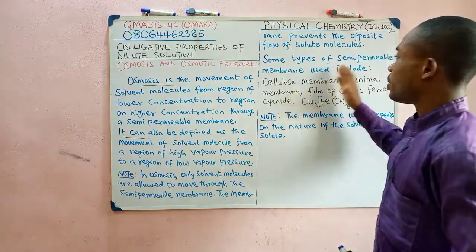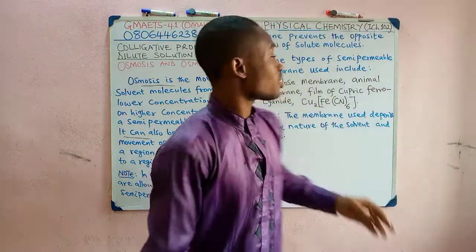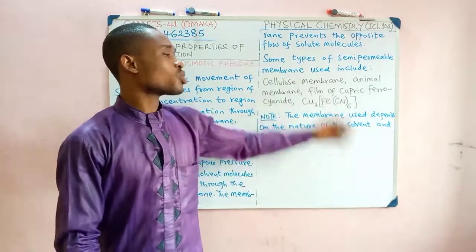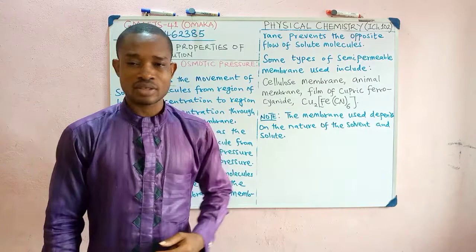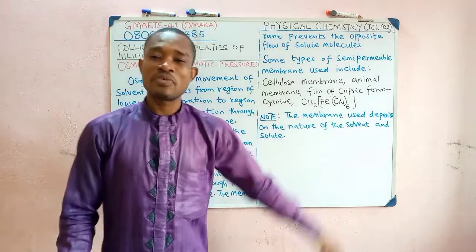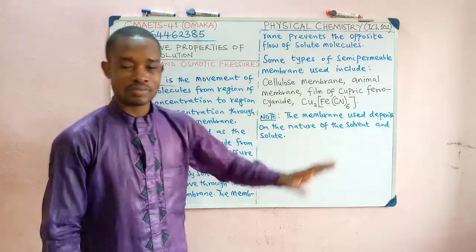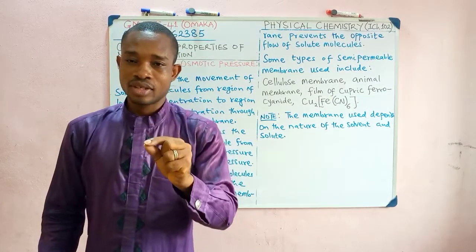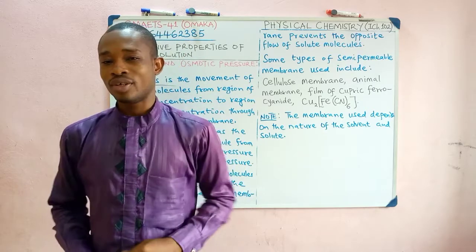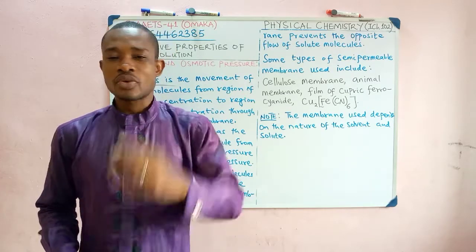We have types of membrane that are used, okay, to separate the solute from the solvent. We have some of them mentioned here on the board: cellulose membrane, animal membrane, and of course we can also use a film of cupric ferrocyanide. Is that okay? That is copper(II) hexacyanoferrate. It can also be used as a semi-permeable membrane. Please take note, the membrane you select depends on the nature of the solvent and the nature of the solute. In the next video, we are going to talk about osmotic pressure, which is set up as a result of height difference.